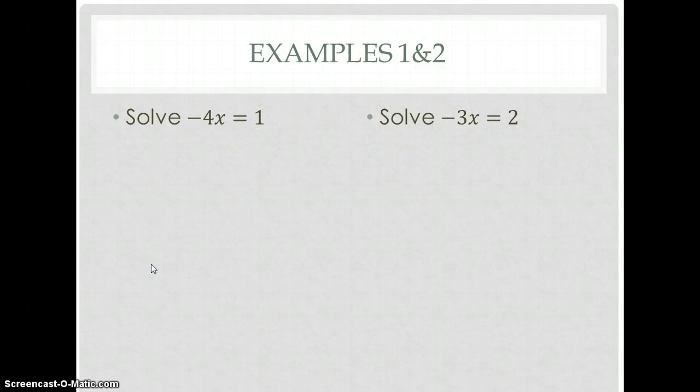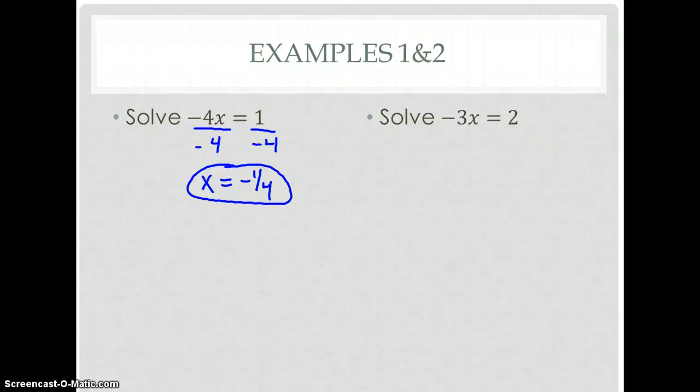Couple of examples. We have negative 4x equals 1. Okay, so this is negative 4 times x. The inverse of multiplying by negative 4 is dividing by negative 4. And as always, if we do this to one side of the equation, we also have to do it to the other. So negative 4 divided by negative 4 becomes positive 1x, while 1 divided by negative 4 becomes negative 1/4. And that would be our answer.